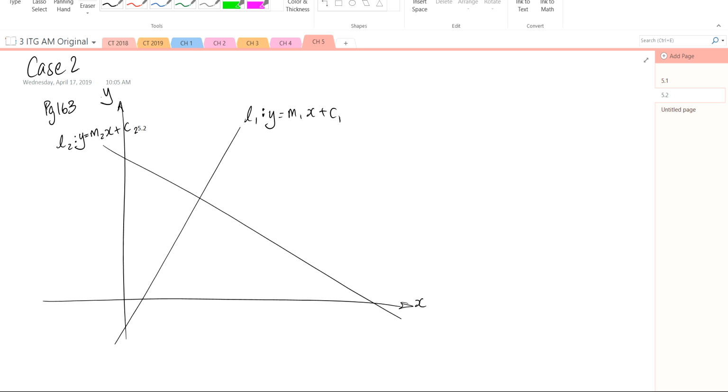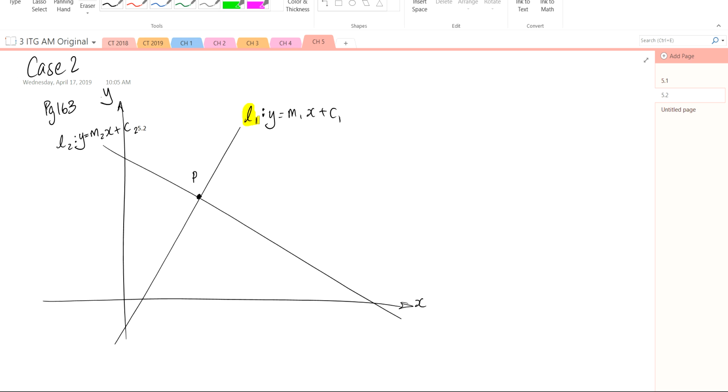I've got 2 lines, they intersect with each other, right? Let's call the point of intersection P. Then I've got line 1. Line 1 has an equation of y equals m1x plus c1. What can you tell me about the value of m1? Anything that you can tell me about a gradient of m1? Why will m1 be negative? Okay, so m1 must be a positive number.